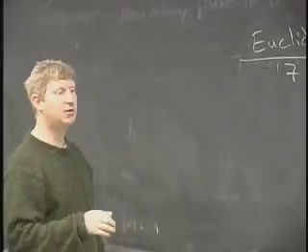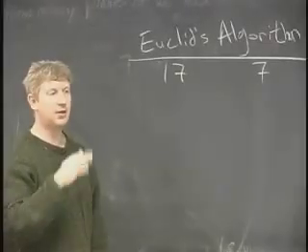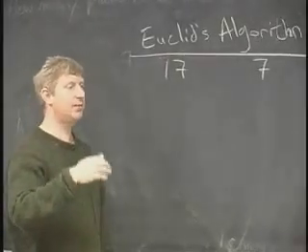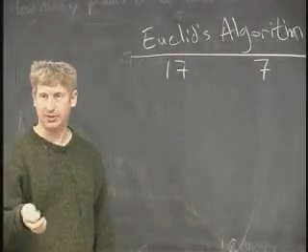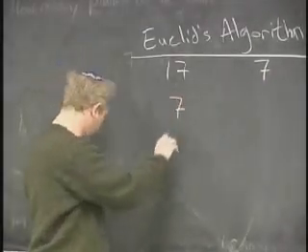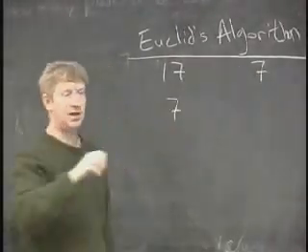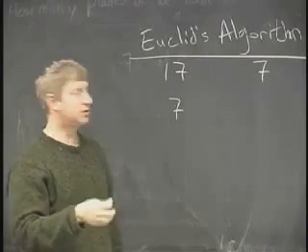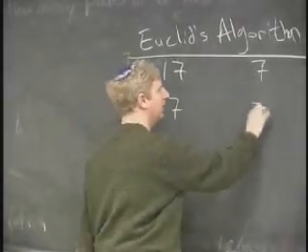Here's what Euclid says. Euclid says, look, if you give me two numbers, 17 and 7, for example, then the greatest common divisor of these two numbers is the same as the greatest common divisor of these two other smaller numbers that I will tell you how to get. And here's how to get them. Take your smaller number and use that as your bigger number for the next pair. Divide the smaller into the larger, and take the remainder for the smaller number of your new pair. So 7 into 17 would give you a remainder of 3.